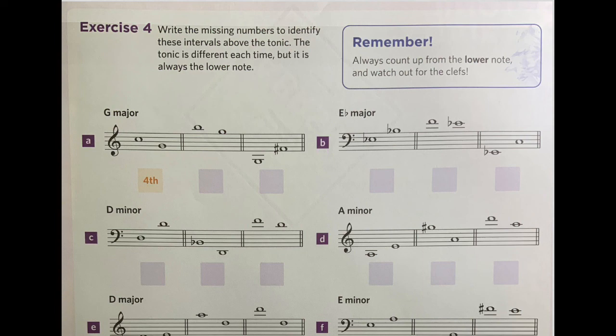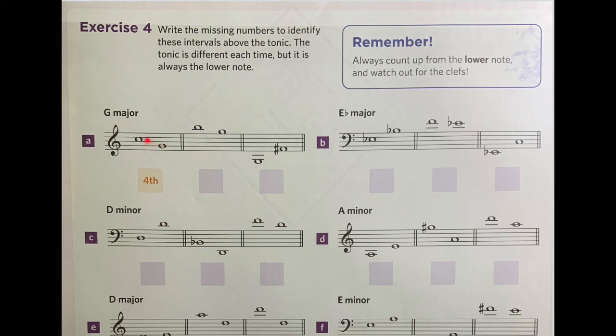If it's from G to B, it's a 3rd. If it's from B to D, it's a 3rd, okay? All right, so I don't know why they feel like you have to watch out for the clefs, but anyway, that's my take on it. That's my take for whatever it's worth.